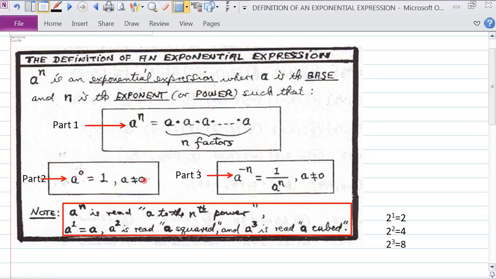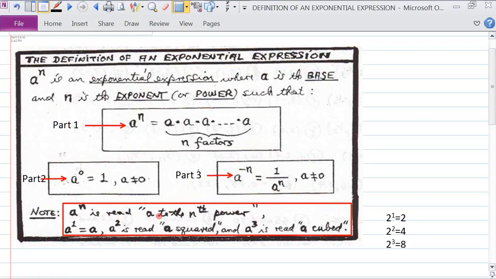We also showed that any number or symbol raised to the 0 equals 1, providing that a doesn't equal 0. And the third part is if we change the exponent, here it's on the numerator, when we change it down to the denominator, we change the a to the minus n to a to the plus n, then it switches from the numerator to the denominator.